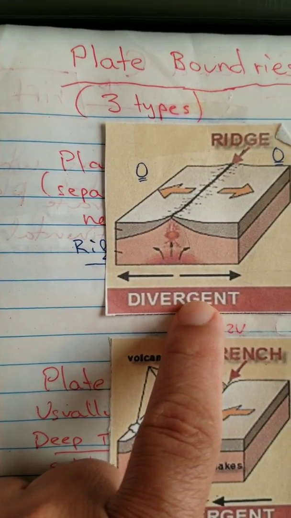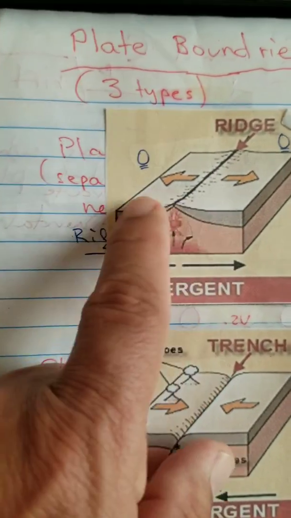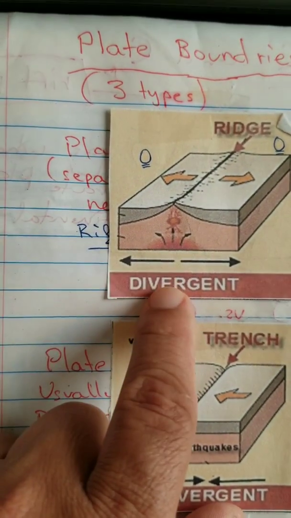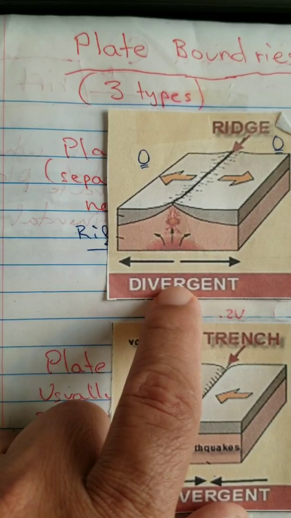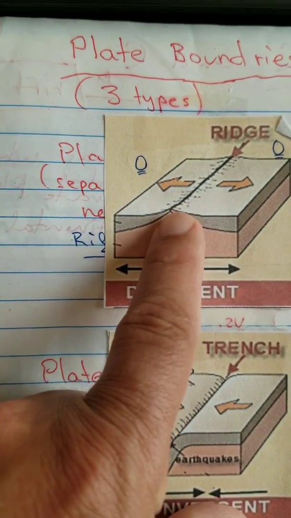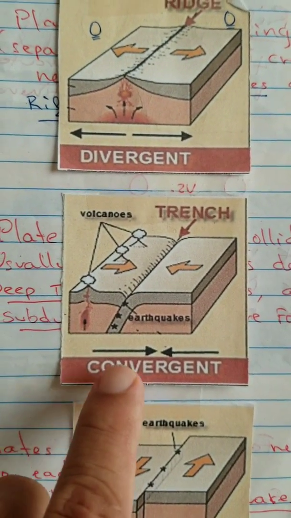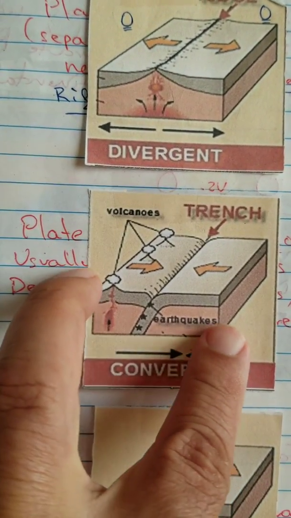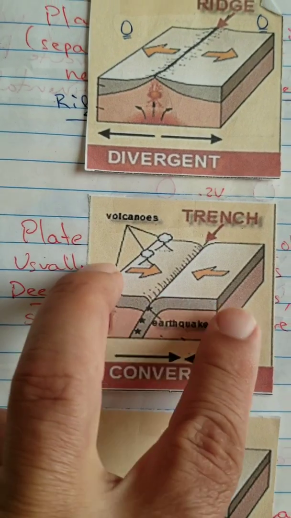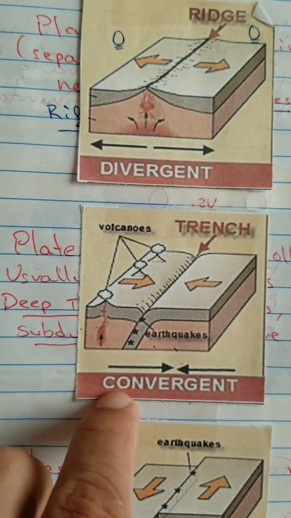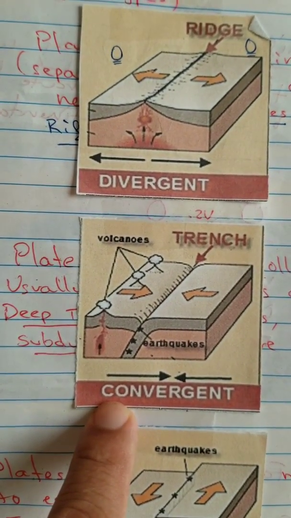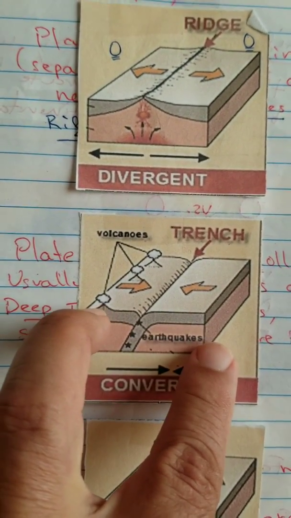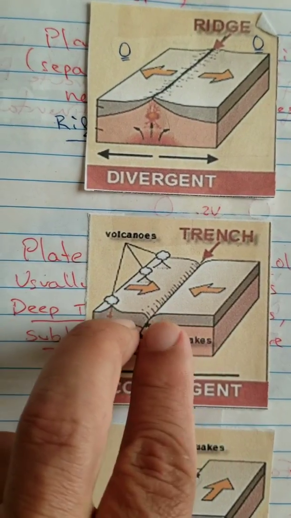These are divergent boundaries where the plates are separating. They're called divergent. Divergent or dividing is the same thing. These are convergent boundaries. Notice that it starts with the letter C for colliding. Convergent starts with the letter C. This is when the two plates collide because the convection currents are moving them together.